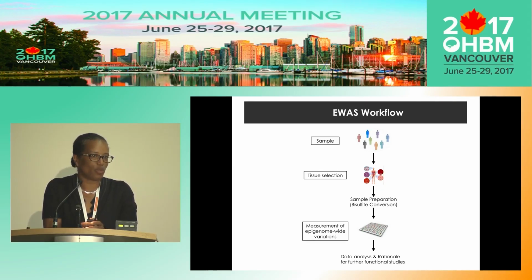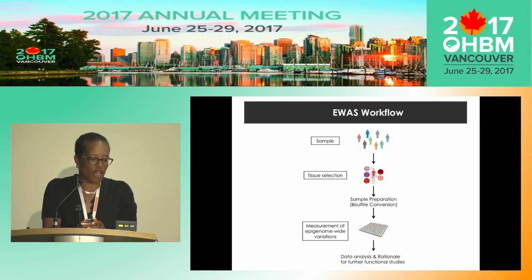Most EWAS studies use blood as a source of tissue for their genetic association analysis. Others use saliva. But blood has the advantage that the amount of DNA that can be extracted to measure DNA methylation is higher, and it's easy to access. Once you have your tissue, you have to process it into a form in which you can really measure DNA methylation, and I will just talk you through that very briefly.